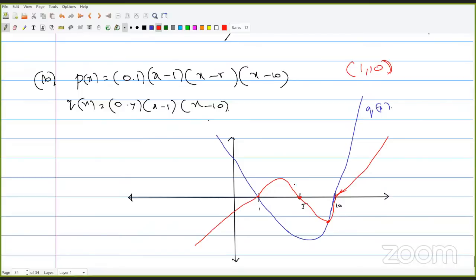So there is a line L of x. That means the x-intercept of p of x in the given domain is 5. This is true. On the whole of R, there are 3 x-intercepts: 1, 5, 10. But we restricted the domain to the open interval 1 comma 10. That means we are excluding 1 and 10 from our domain. Okay. In this interval, we will have only one x-intercept, which is 5.